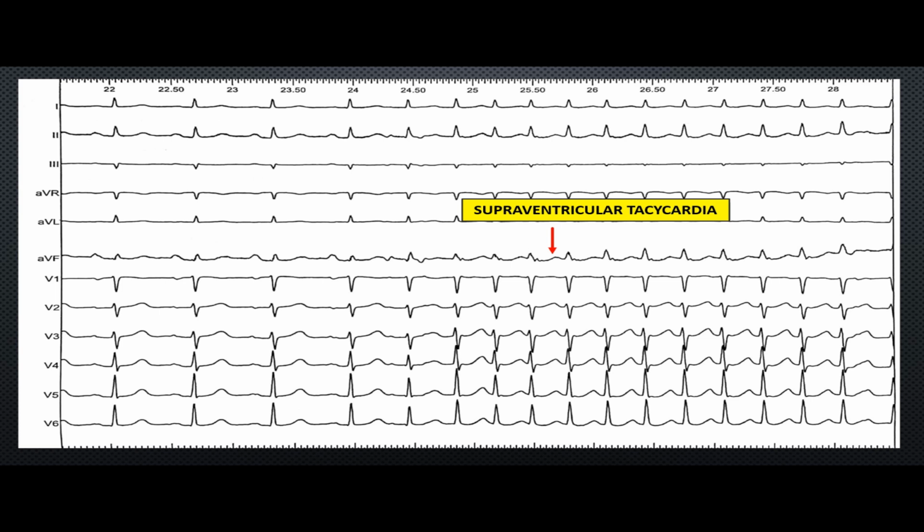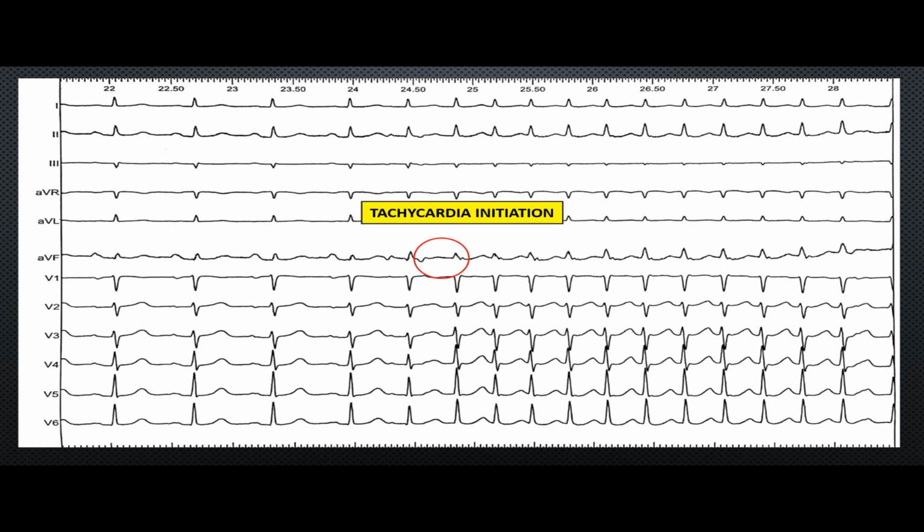The most important point to understand whenever there is a tachycardia is that if by any chance you get to see how it is initiated, then this is very important. So here in the ECG, we could see the start of the tachycardia, or tachycardia initiation, and this is encircled with this red circle. So now let's have a look at this.